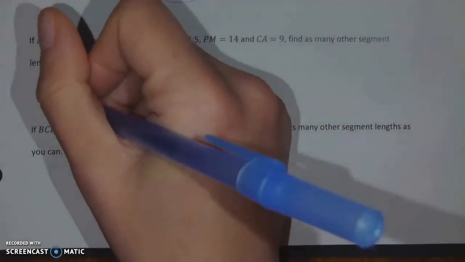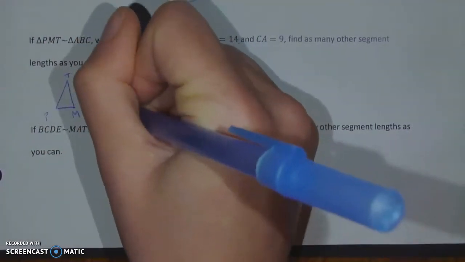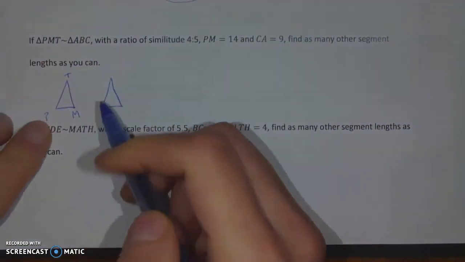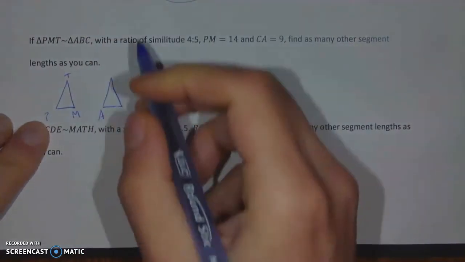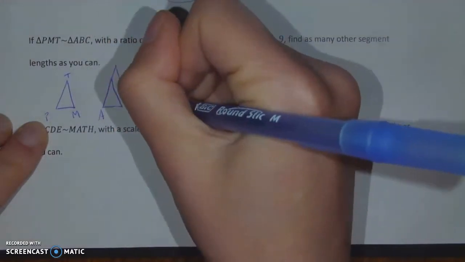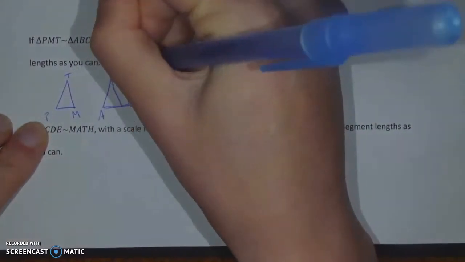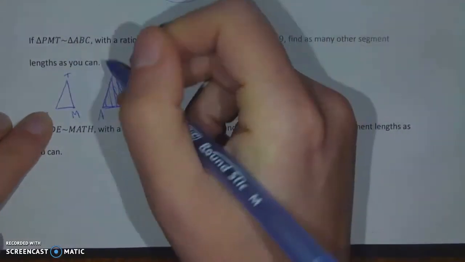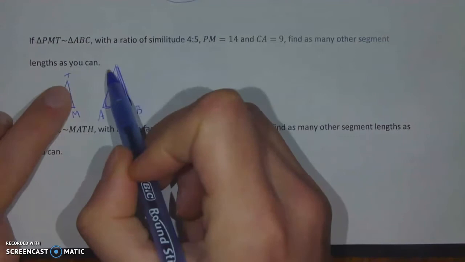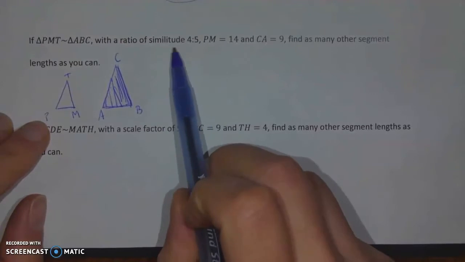So let's first start by drawing out our triangles. I'm going to do PMT and watch that you line them up just like we did with congruent figures. P corresponds to A, so A needs to be in the same spot. And I'm going to make this one a little bit bigger because I know my second figure, it's a 4 to 5. My second figure is quite a bit larger, at least a little bit larger. A corresponds to P. M corresponds to B because they're in the same spot in my statement, and T corresponds to C. Okay, so now they have a ratio of similitude of 4 to 5.